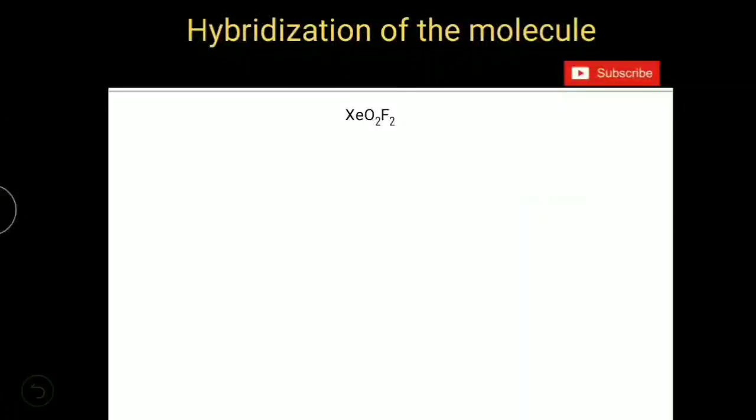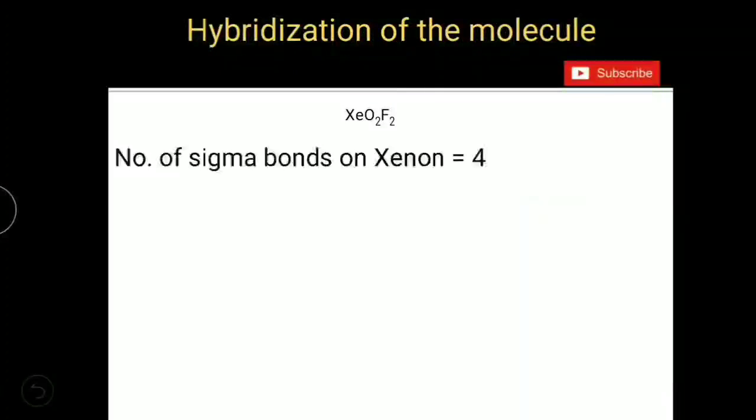Come to another molecule, XeO2F2. Let us find out hybridization of xenon in this molecule. How many sigma bonds are present in this molecule? Xenon is bonded to 2 oxygen atoms and 2 fluorine atoms. And as we discussed earlier, number of sigma bonds is equal to number of atoms bonded to central atom. 2 oxygens and 2 fluorines. Total 4 atoms are bonded to xenon atom. So number of sigma bonds is equal to 4.